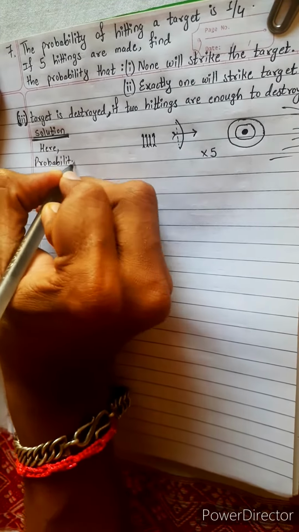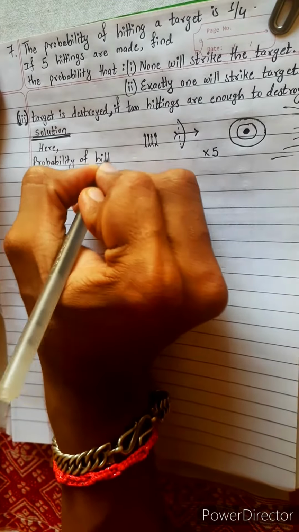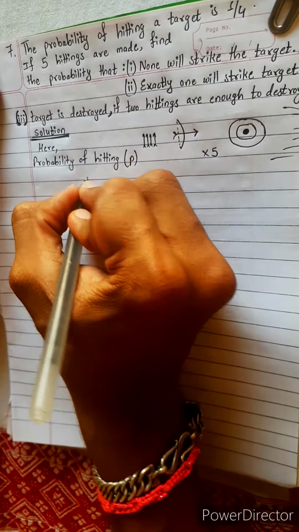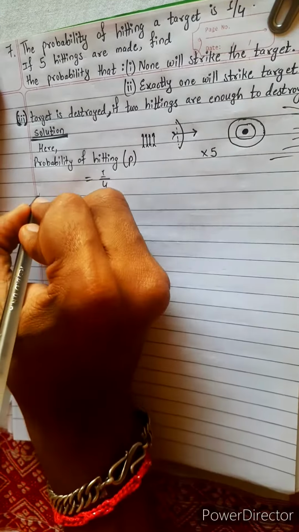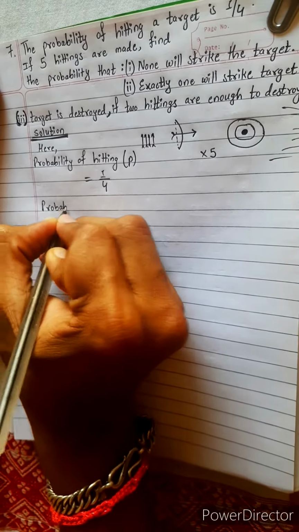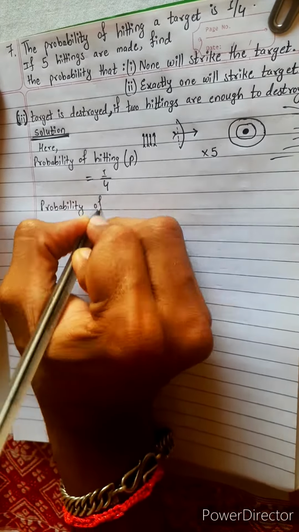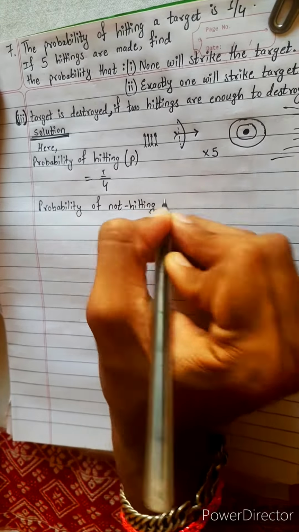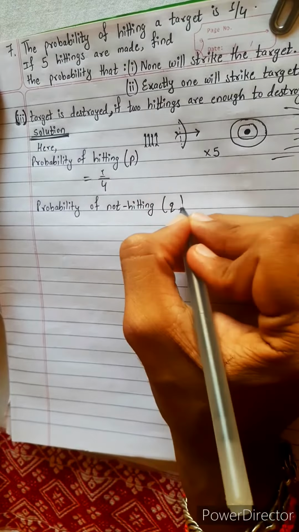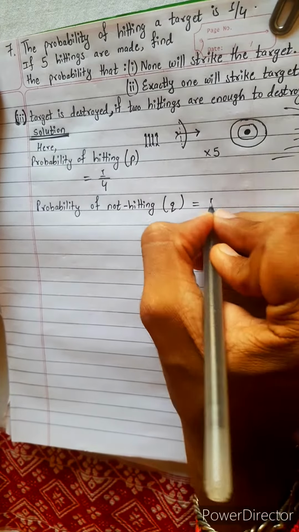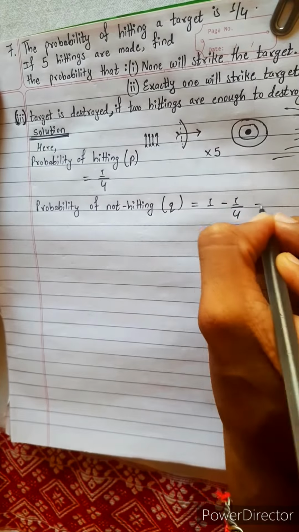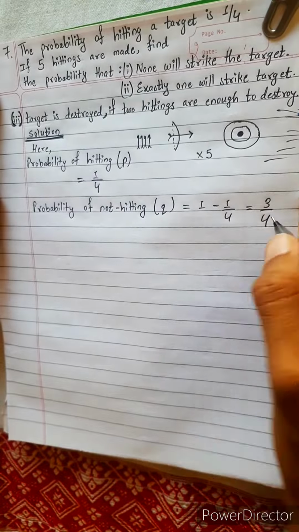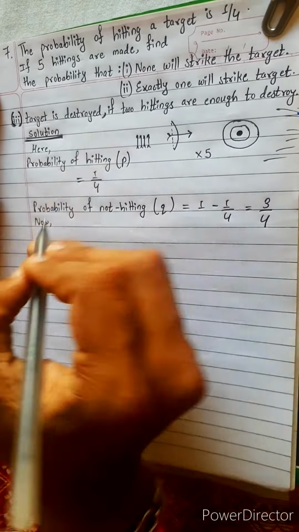probability of hitting. Suppose this is our success, P, then it will be as given, 1 by 4. But probability of not hitting, or missing the target. If someone missed the target, it is called unsuccess. So it will be 1 minus 1 by 4. This will be of course 3 by 4. So this is our failure, not hitting the target. Now let's answer question number 1.